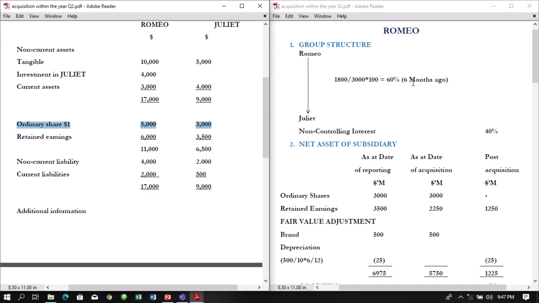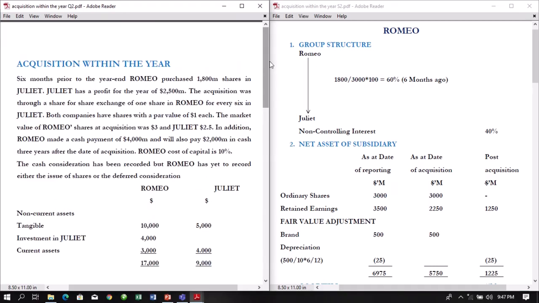Now I already know that the parent company owns 60%, but don't forget, we acquired this company 6 months ago, and we said any company that we acquire where the difference between the date of reporting and the date of acquisition is less than 12 months, we refer to it as acquisition within the year. The fact that we acquired 6 months ago, we can confirm that.